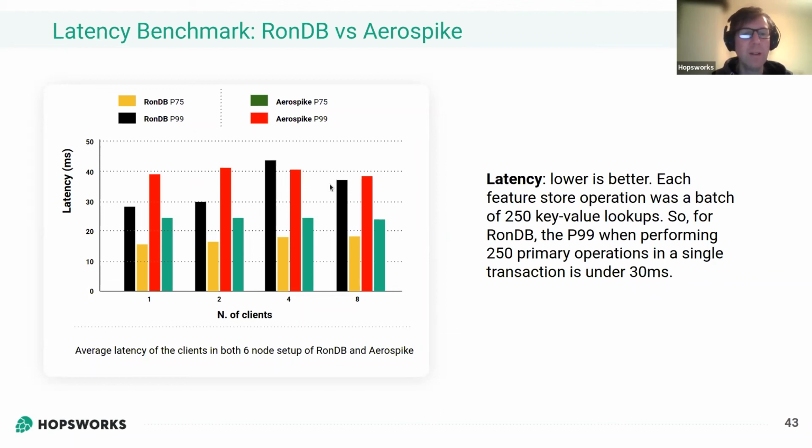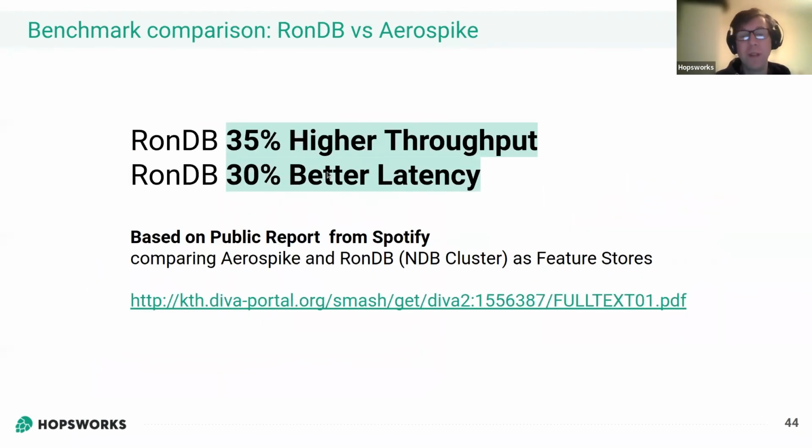But the interesting thing here is that even with 2 million concurrent operations per second on just a few database nodes, this is 6 database nodes, the P99 latency is under 38 milliseconds or something. So 35% higher throughput, 30% better latency, and it's open source to boot.